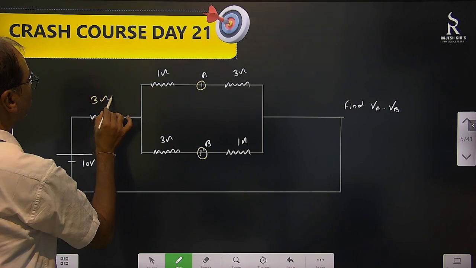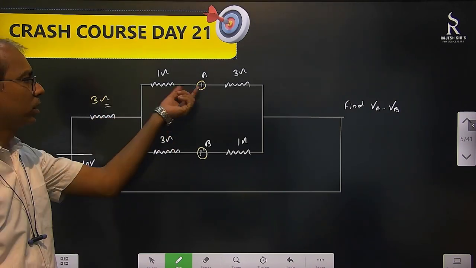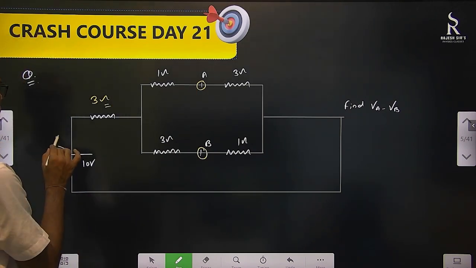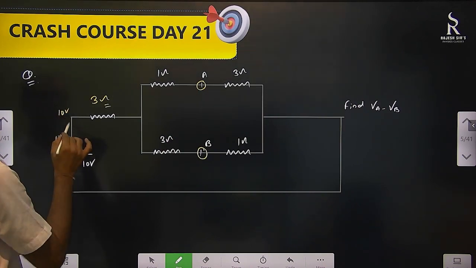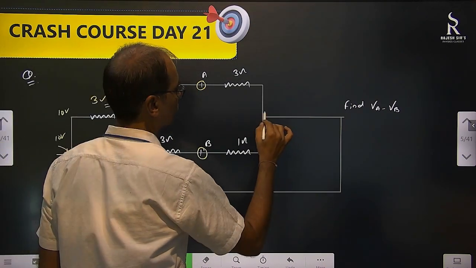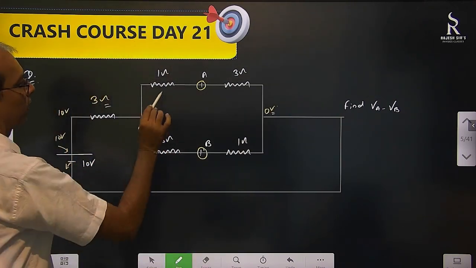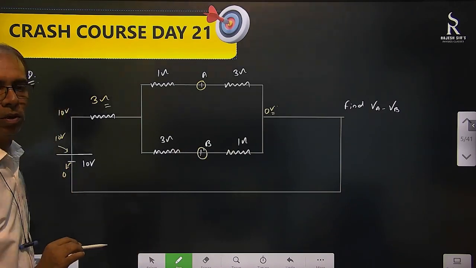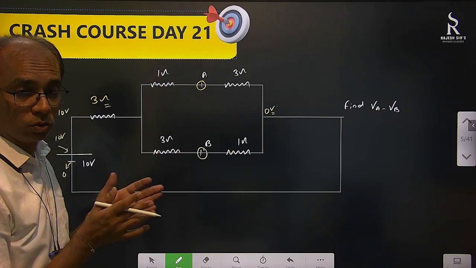Okay. Now, how to do it? You have to find potential here. So what you'll assume? Here is 10 volt and here is 0. So here is 10 and here will go 0. Alright. Now let's talk about resistances. This is 3 plus 1, 4. This is 3 plus 1, 4. 4 and 4 are connected parallelly. So that means 2.